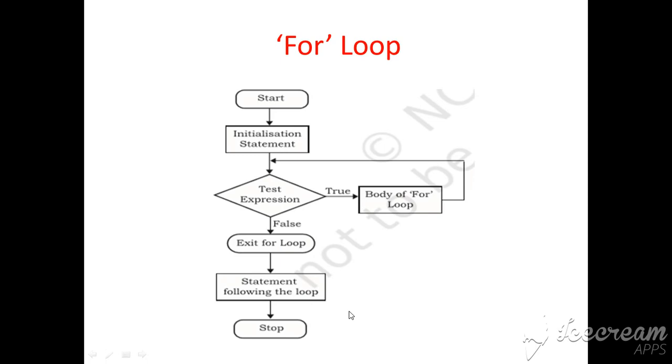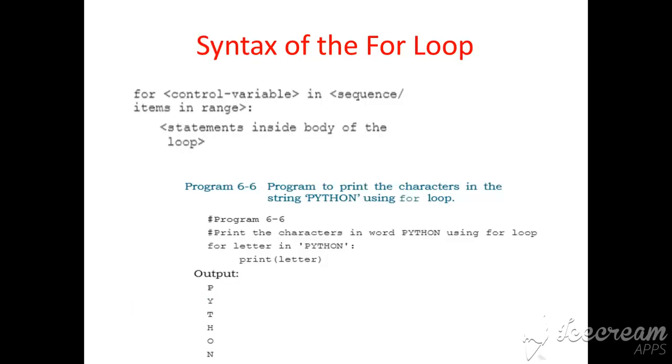If the test expression is false, then exit from the for loop. After exiting the for loop, the remaining statements following the for loop are executed. Then finally stop. So this is the basic structure of the for loop. First there is an initialization statement, and looking at an example makes it easy to understand.